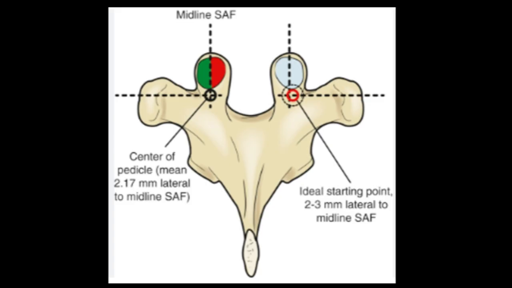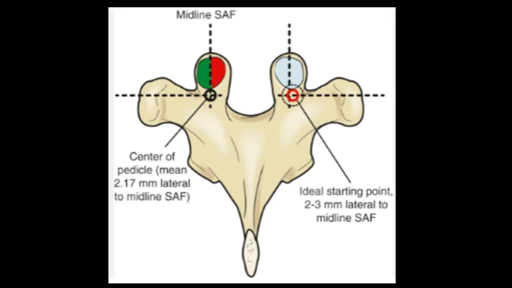And any entry point which is lateral to this is acceptable, but the entry point has to be either along the superior border of the transverse process, or along the upper third of the transverse process, or maybe the middle of the transverse process, but it should never be below the line bisecting the transverse process. So we will come to that later. But basically here, the entry point they are suggesting is just lateral to the superior articular facet midline bisecting line.